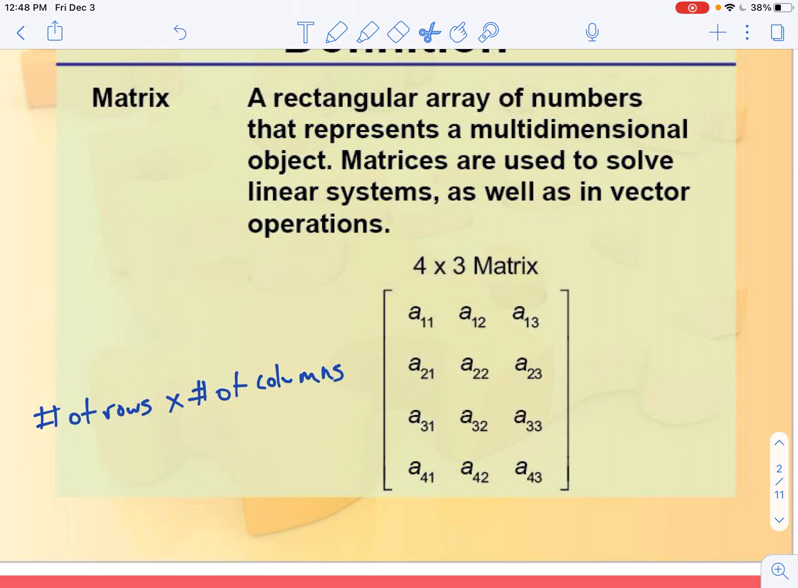So it's always number of rows times the number of columns. You can see here that we've got 1, 2, 3, 4 rows, and we have 1, 2, 3 columns. So we always report matrices as rows by columns. You count up, you count down, and that gives you your number of rows. You count across, and that gives you number of columns. So we always list our matrices this way.